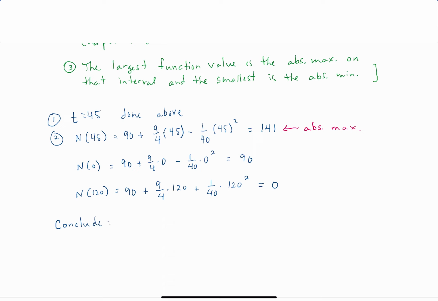So we can conclude that the peak of the flu season occurs on day 45 with 141 people ill with the flu.